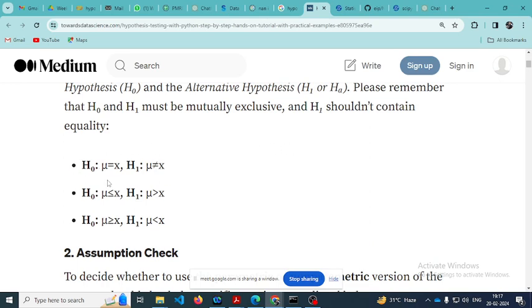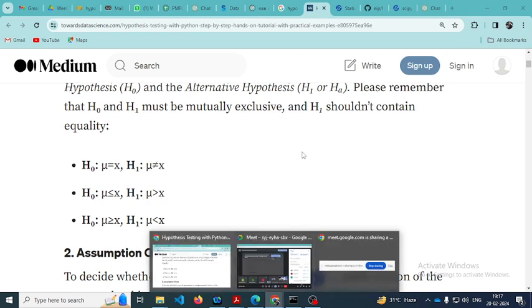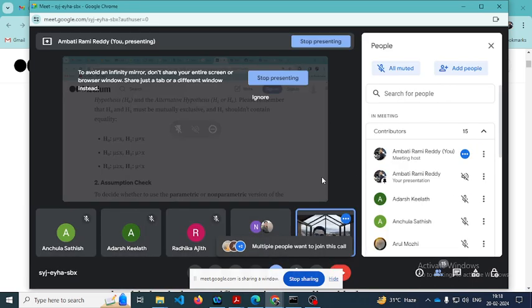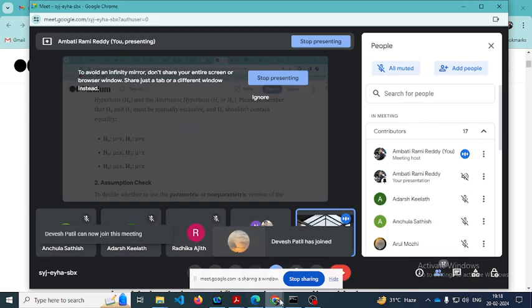For example, H naught you consider as mu equal to X. So that is one hypothesis. Hypothesis H naught: mu equals X. Then hypothesis 1: mu not equal to X. That is the alternative hypothesis, or you may consider it the other hypothesis. Similarly, if you have the hypothesis mu less than or equal to X, the opposite of this is mu greater than X. Like this, you can frame your hypothesis.